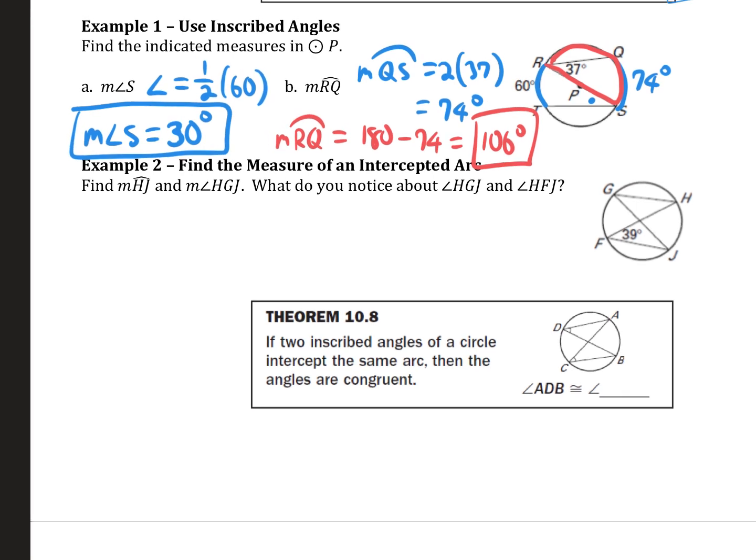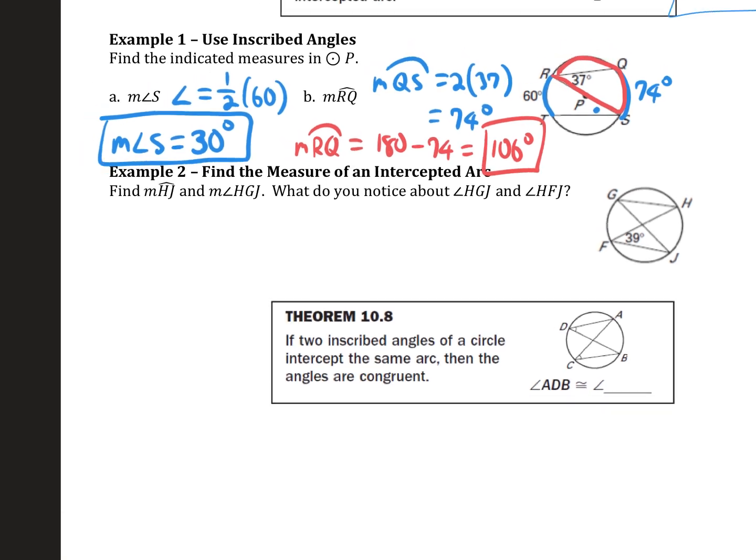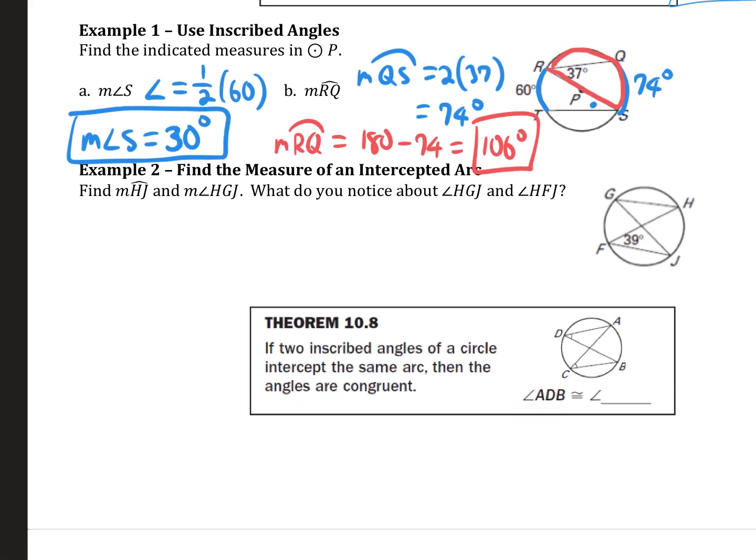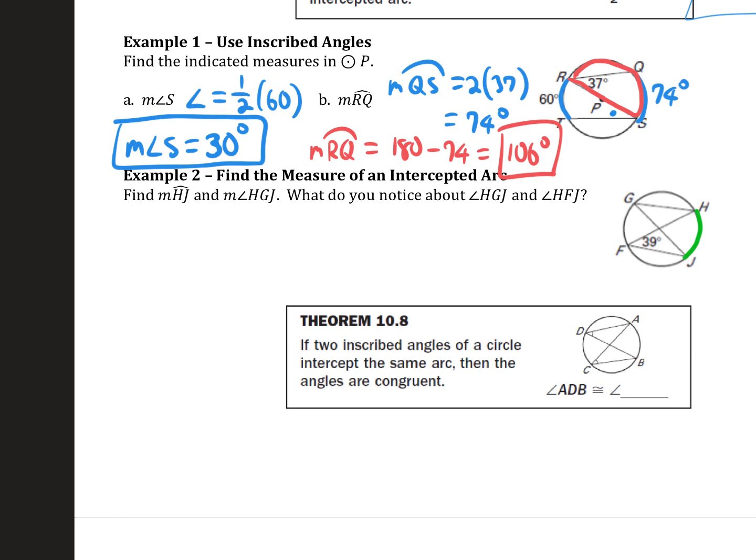All right. Why don't you try example 2, see if you can figure it out. Okay, we're looking for HJ. So HJ is the arc that's across from 39 degrees. Is the arc going to be double 39 or half of 39? Yeah, it's going to be double of 39. So we know that HJ equals double 39 degrees, which equals what? 78 degrees. Okay, so we know this is 78 degrees.